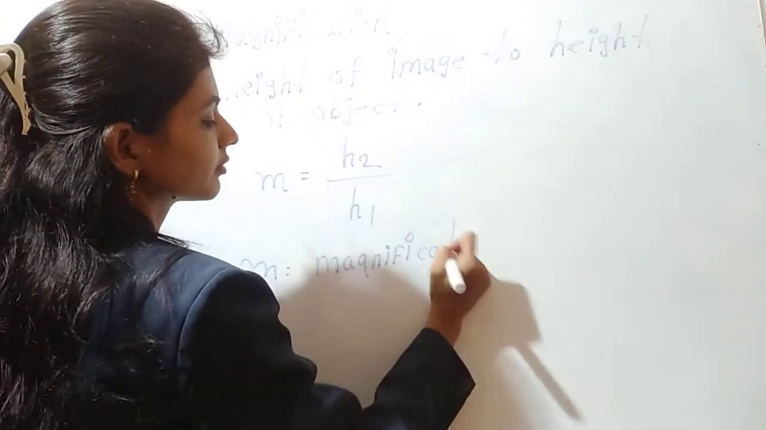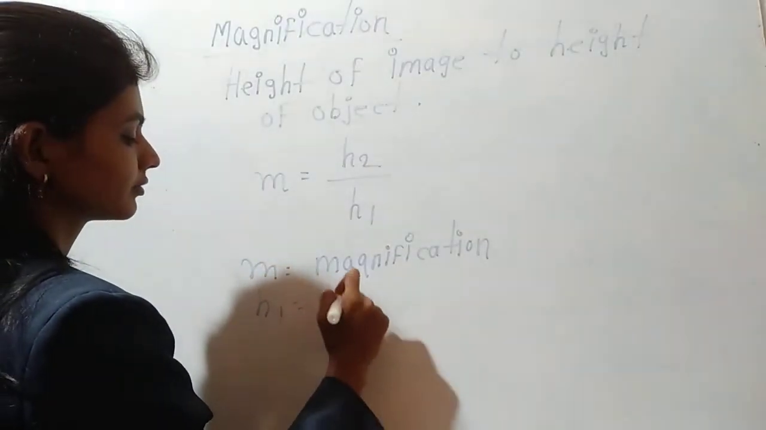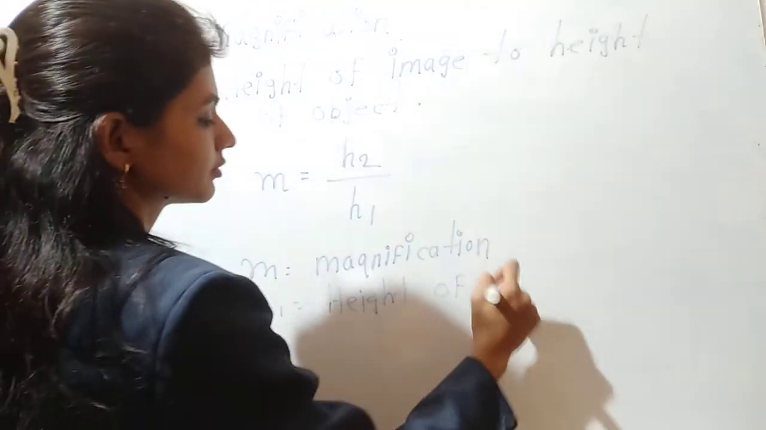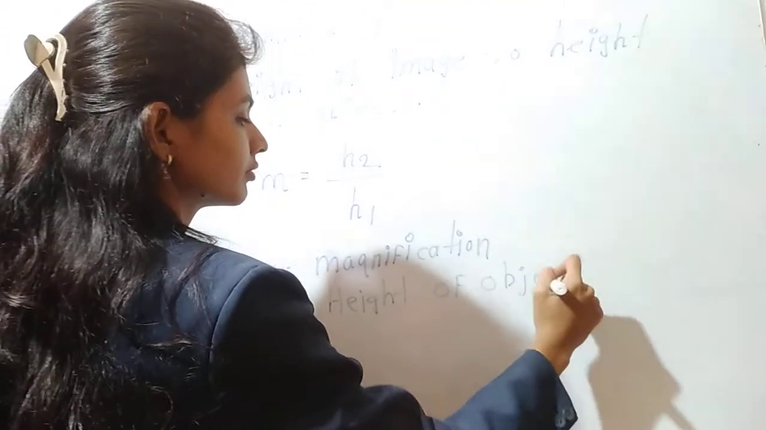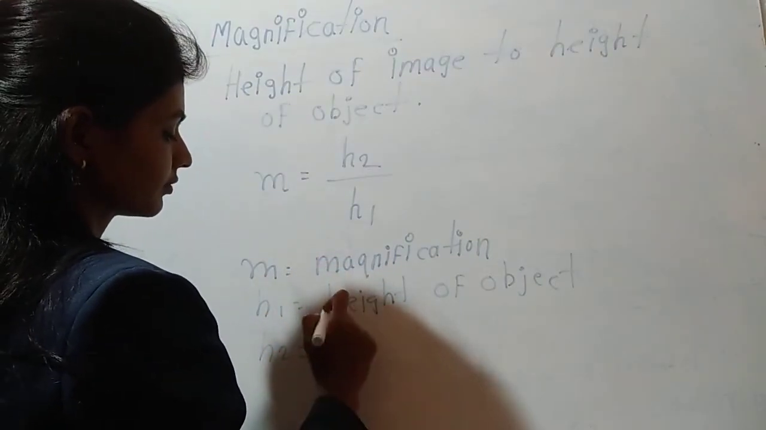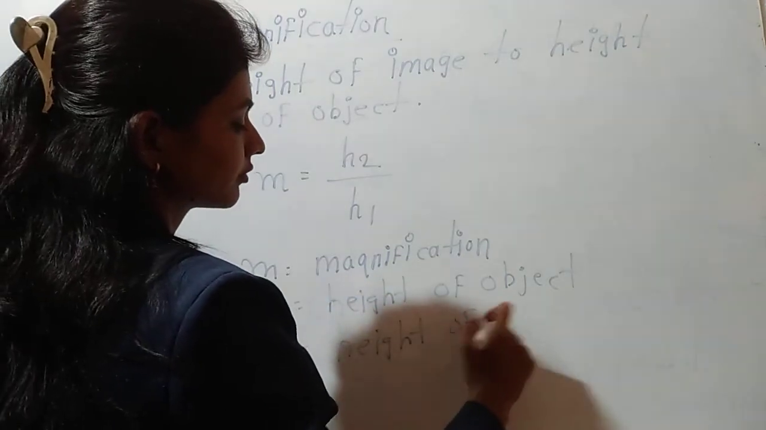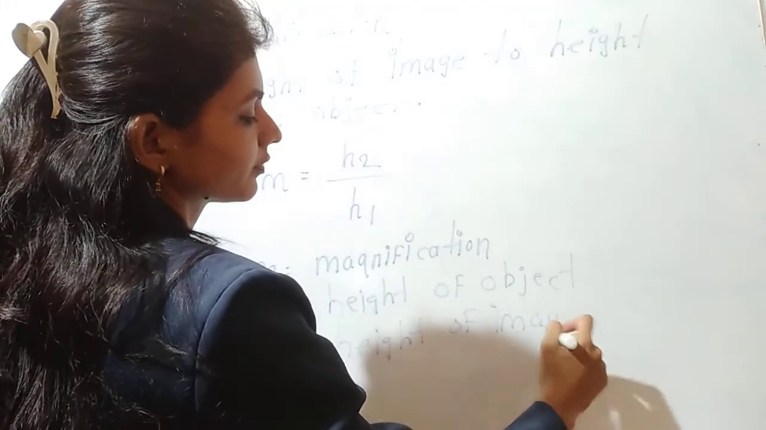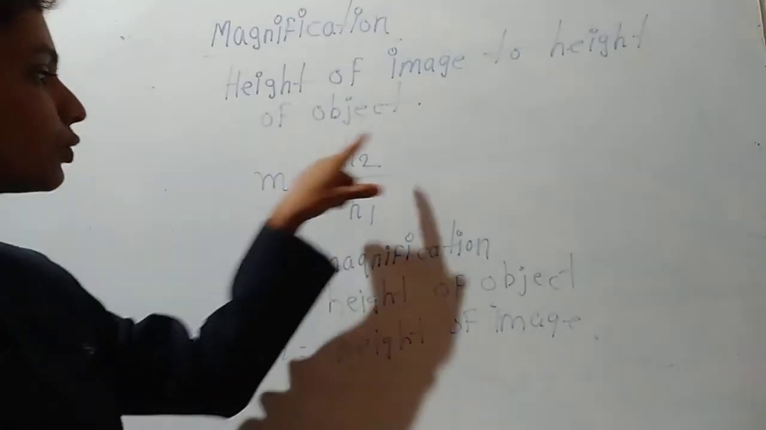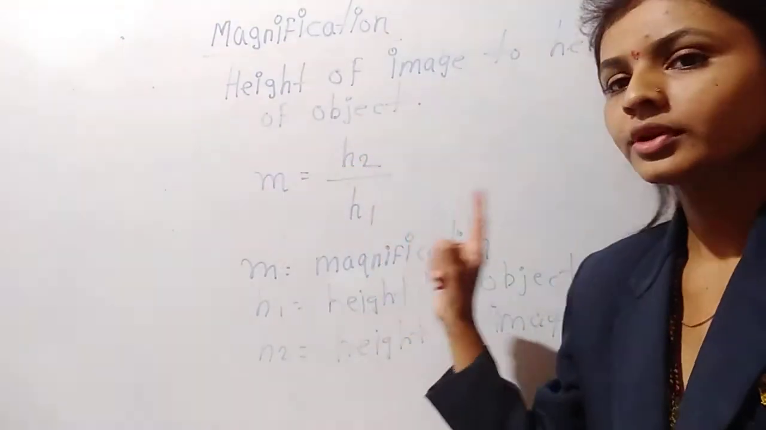Here m is the magnification, h1 is the height of the object, and h2 is the height of the image. Okay students, so here we got one formula, that is m is equal to h2 upon h1. So m is equal to h2 upon h1.